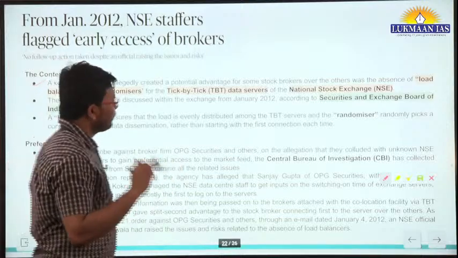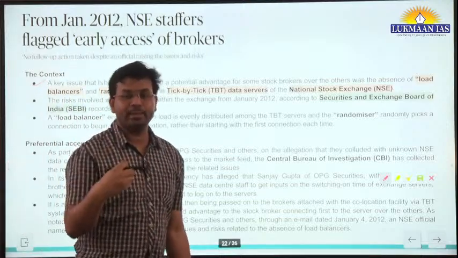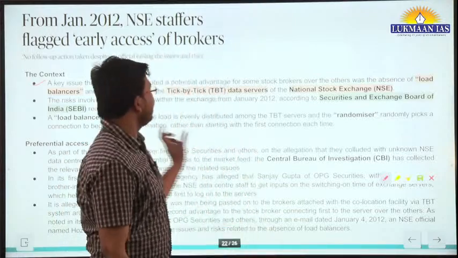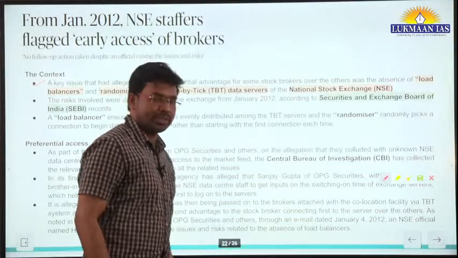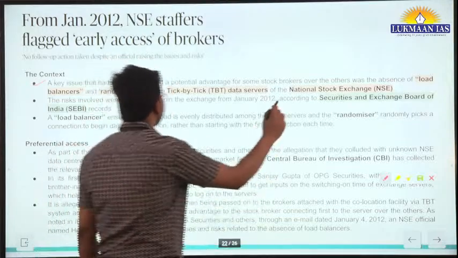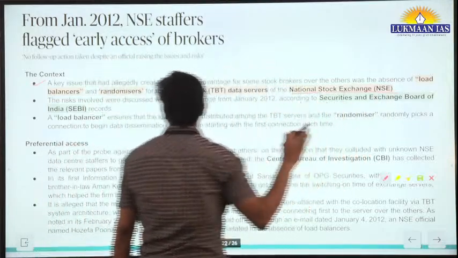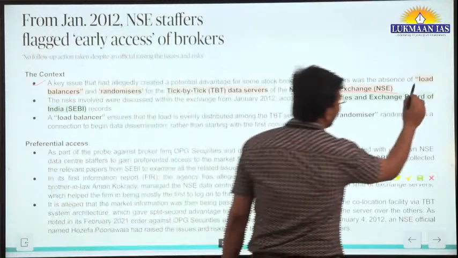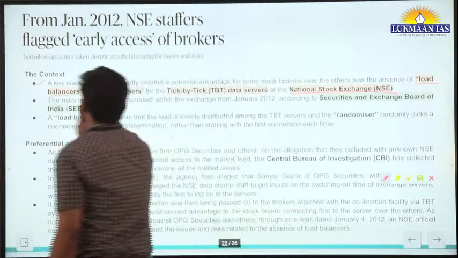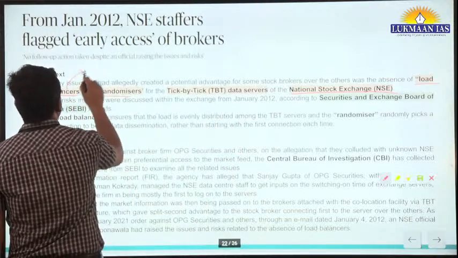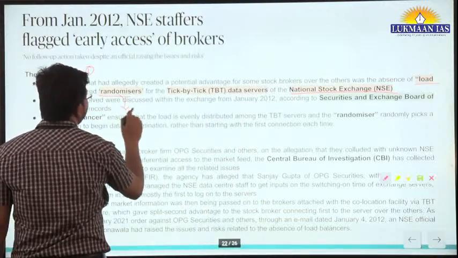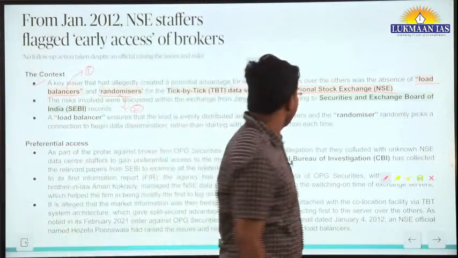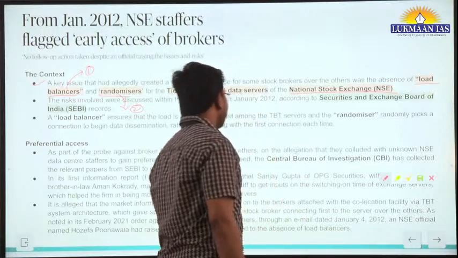It was noted by different agencies that the server the National Stock Exchange was using had two deficiencies. It did not have a load balancer and it did not have a randomizer. What do we mean by load balancer and what do we mean by randomizer?